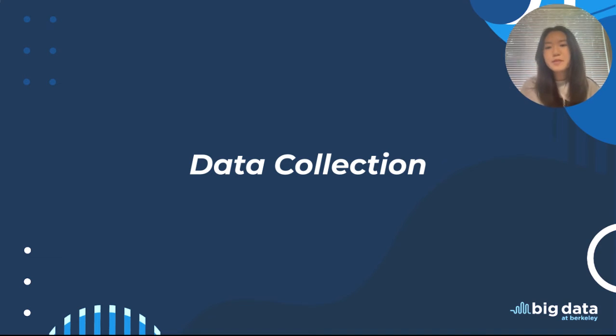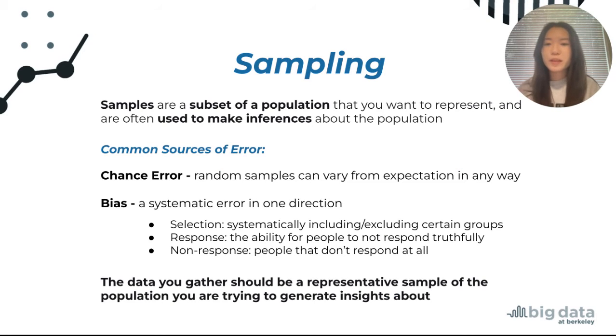So the second step of the data science lifecycle is data collection. In this step, we do a thing called sampling. Samples are a subset of a population that you want to represent and are often used to make inferences about the population. While sampling, there are some common sources of error that can occur.